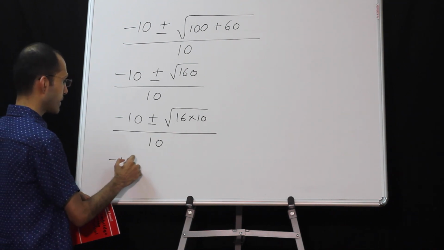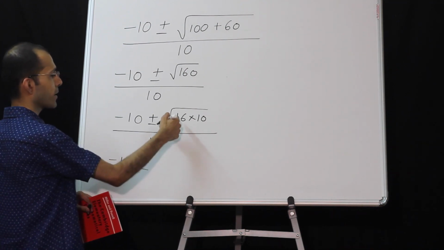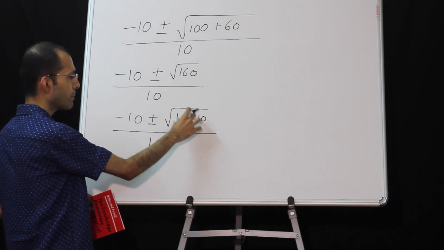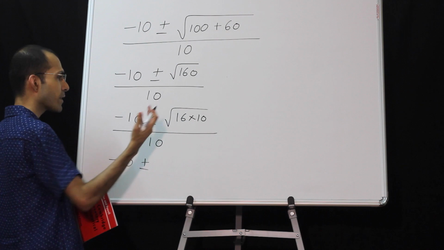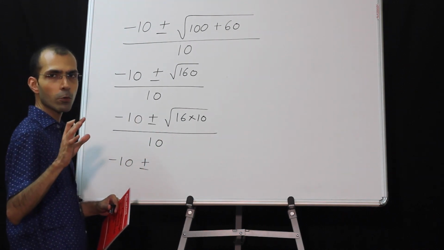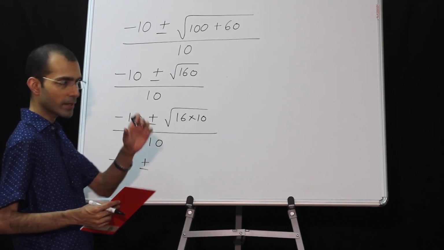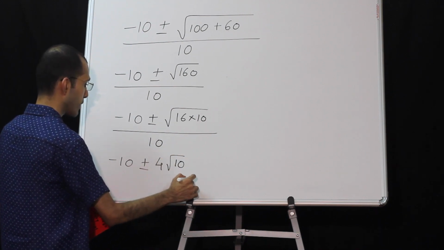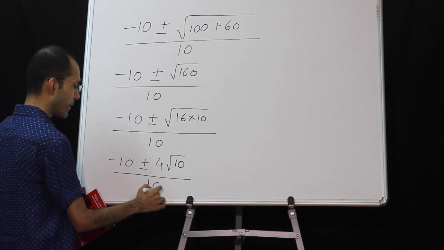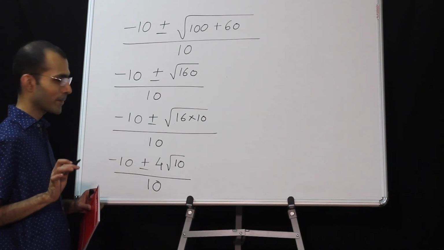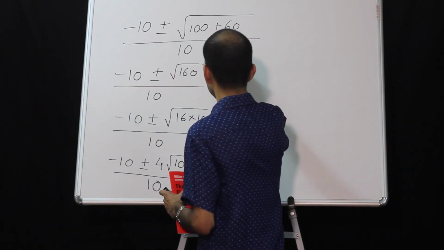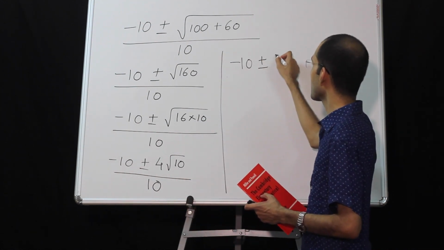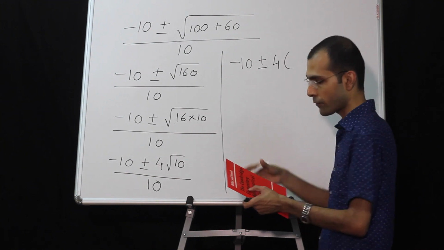So it is minus 10 plus or minus. Now square root sign will operate independently on each and every term because there is a multiplication sign, or even if there was a division sign, square root will operate independently on both the terms. So this will become 4 root 10. The whole divided by 10. So minus 10 plus or minus 4 into root of 10.